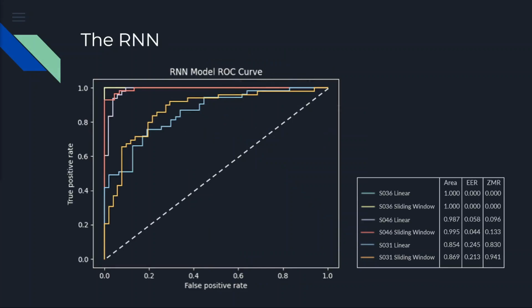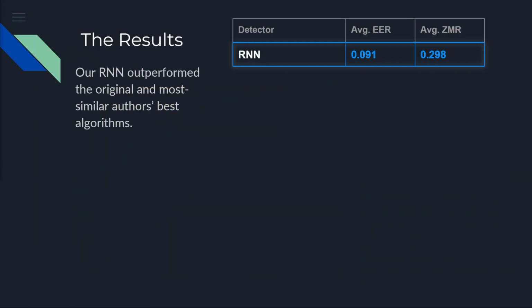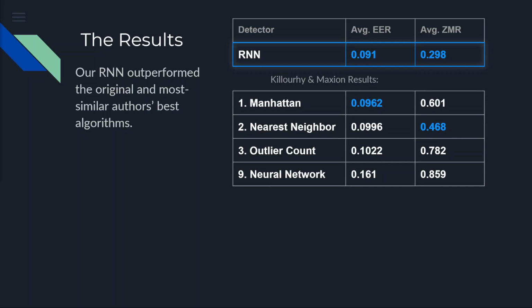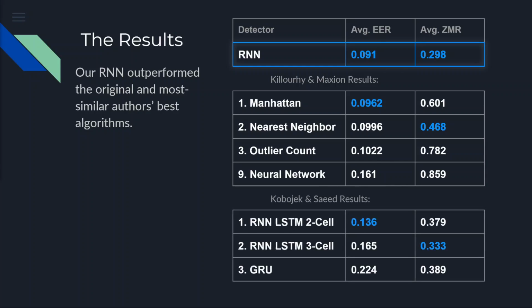So we ran our model and achieved this ROC curve. Looking at it, you can pick out our 3 users: 36 the best, 46 slightly behind, and 31, the least variant, trailing behind. Overall, our RNN achieved an EER of 0.091 and ZMR of 0.298, which, compared to the original dataset authors' results, outperformed all their algorithms. And as well as the most similar KNS paper, it also outperforms their algorithms.